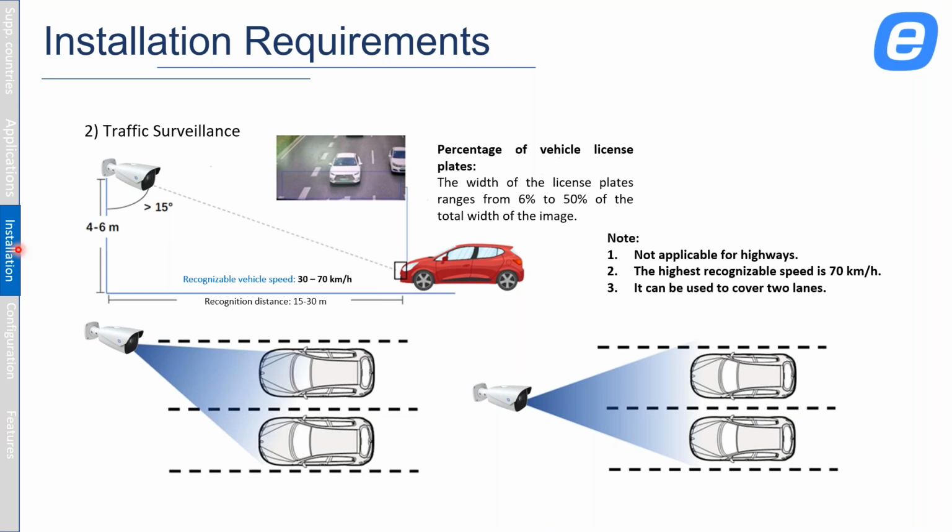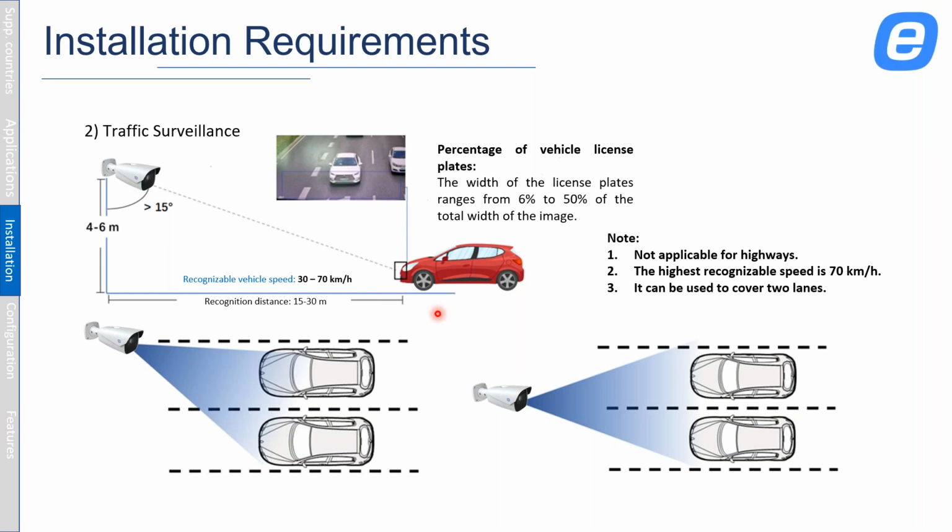The height for it is around 4 to 6 meters, with a 15 degree angle, which is the recommended degree for this angle. The recognizable vehicle speed is between 30 to 70 kilometers per hour. 70 kilometers per hour is the limit of this camera. It can't recognize more than 70 kilometers per hour. A little note is that it's not applicable for highways.